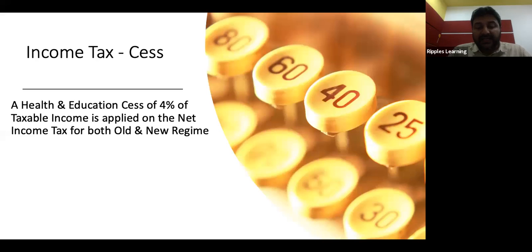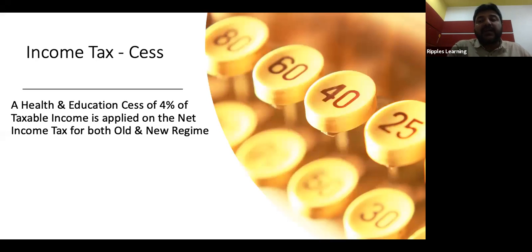So we paid 1,72,500 as total tax. Of this amount, 4% will be added. So 4% of this amount, which is 6,900, will get added to 1,72,500. So your net tax payable would then be 1,86,300. Is it clear?